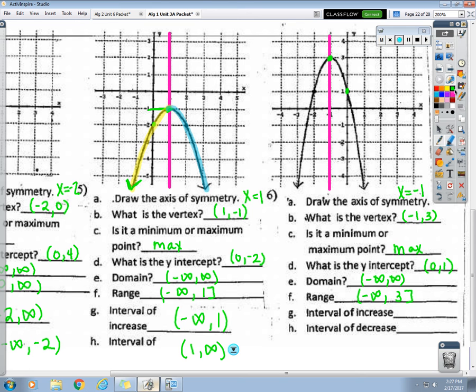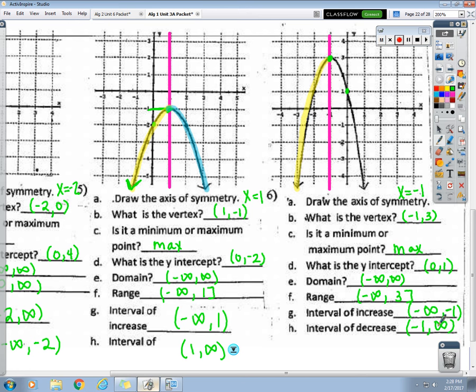For the interval of increase, it's increasing on the left side, which is negative infinity to negative 1. Because remember, we only use x values, and it quit increasing right here, which is an x value of negative 1. And that means if it quit increasing at negative 1 is where it started decreasing, and it decreased forever to the right, which is positive infinity.